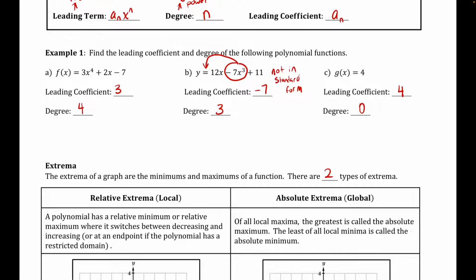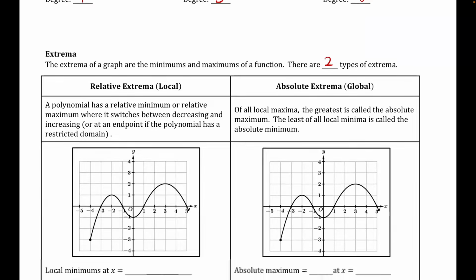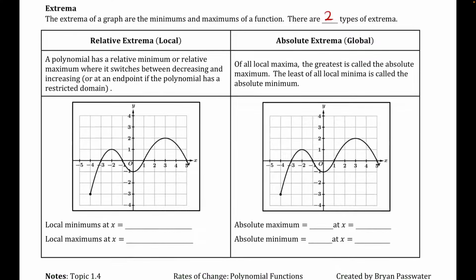Or you can say there's local versus global. Or there's relative and there's absolute. I think that's what it's probably trying to ask. Okay. Anyway, two types of extrema. We have the relative extrema.